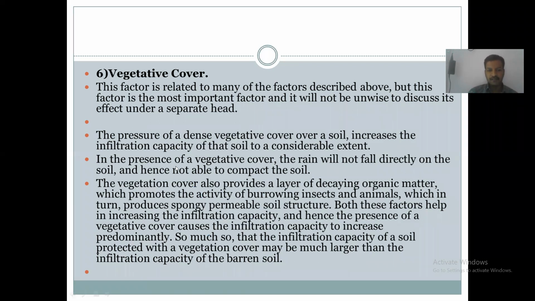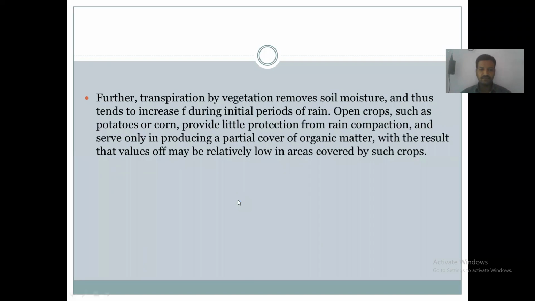These are the factors that may lead to an increase in the infiltration capacity. So the infiltration capacity will increase. Understood?